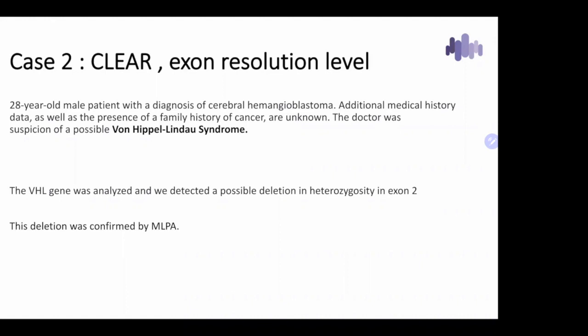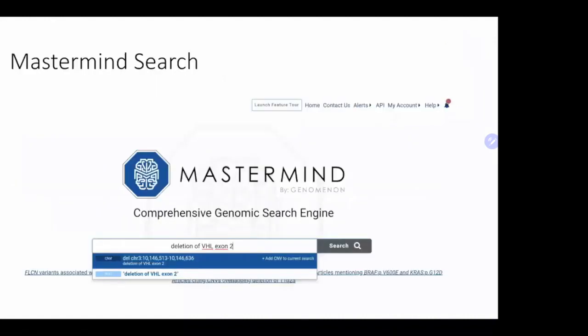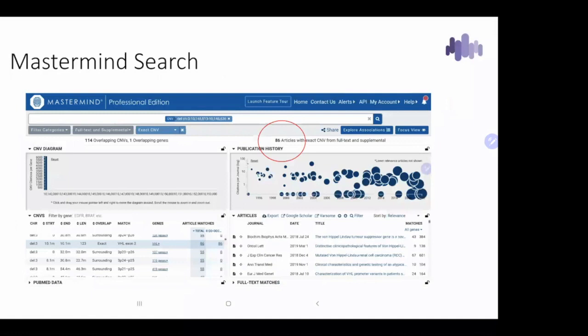The VHL gene was analyzed, and we detected a possible heterozygous deletion in exon 2. The deletion was actually confirmed by MLPA analysis. Although our case was still ongoing, we wanted to really understand how frequent or how rare this variant was. So we searched directly for the deletion in Mastermind and quickly found the exact overlap with the region.